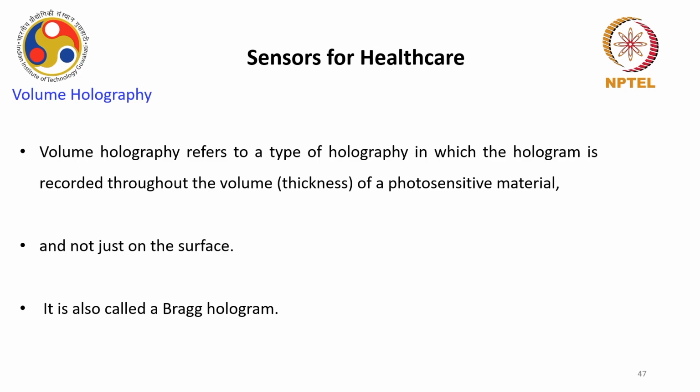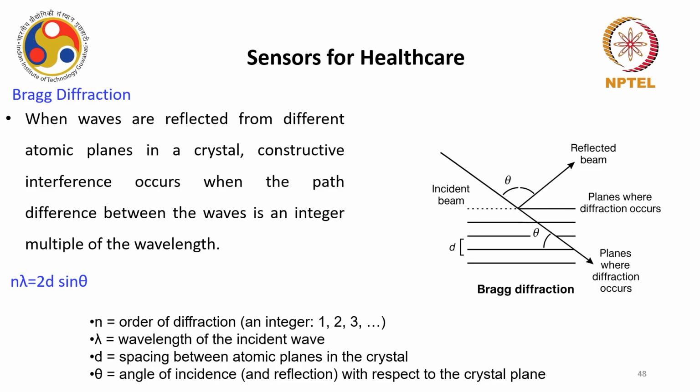Okay. Volume holography is a type of holography in which the hologram is recorded throughout the volume, or when I say volume, I mean the thickness of a photosensitive material, and it is not only restricted to the surface of the material. And that's why it is also known as Bragg's hologram or volume hologram. Okay, so then Bragg's diffraction, I am sure that you are aware of. We will just utilize the concept in this holography based glucose sensor.